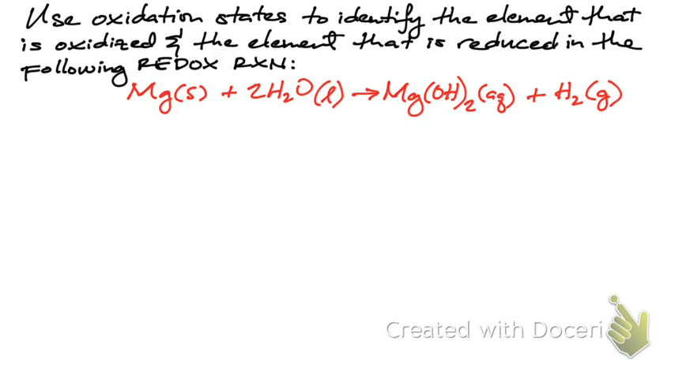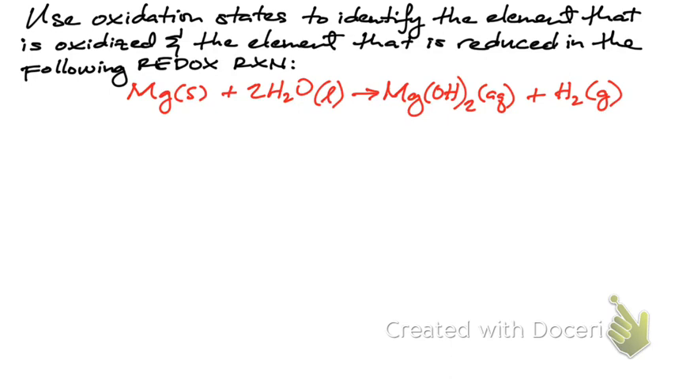All right, let's take a look at an example here. Use oxidation states to identify the element that is oxidized and the element that is reduced in the following redox reaction. So here's a redox reaction. We have solid magnesium reacting with liquid water to form magnesium hydroxide and hydrogen gas.